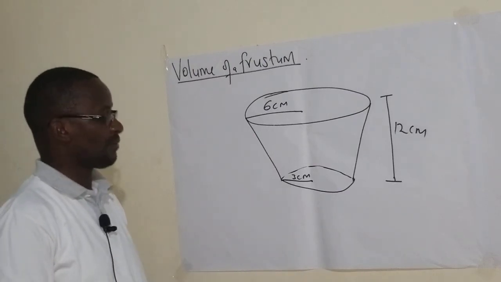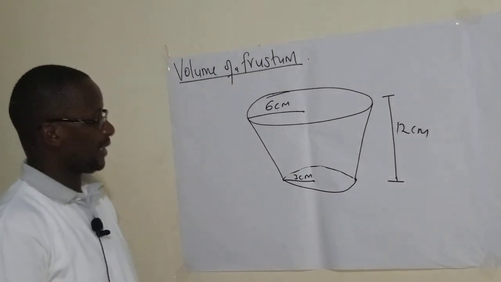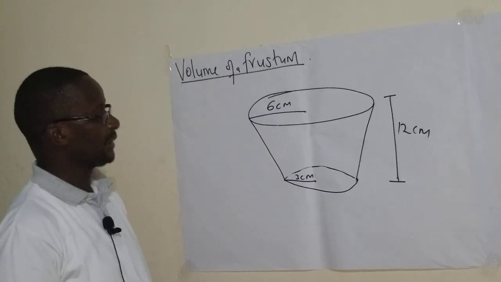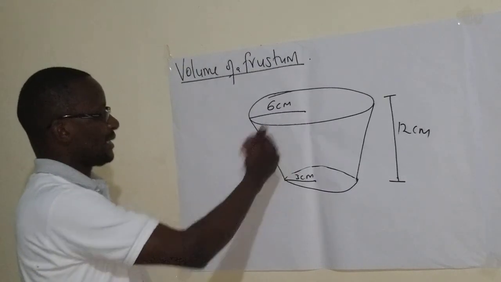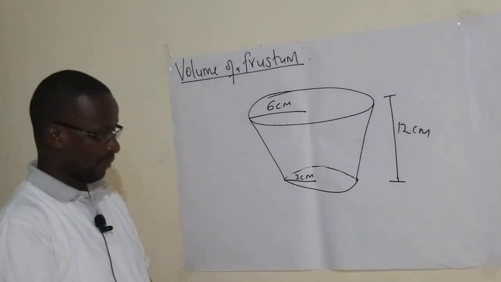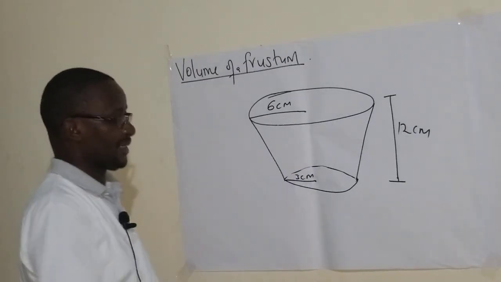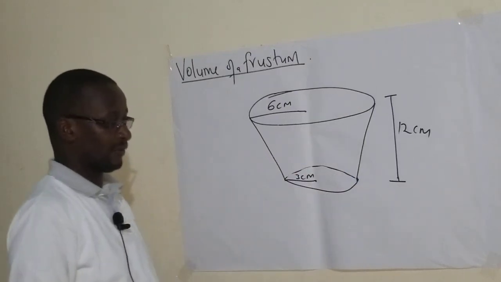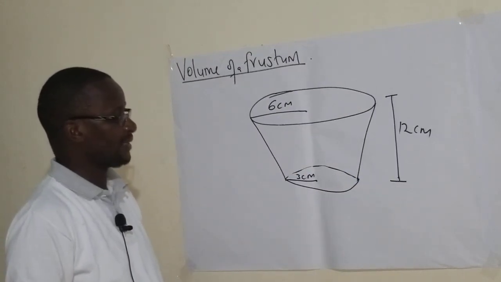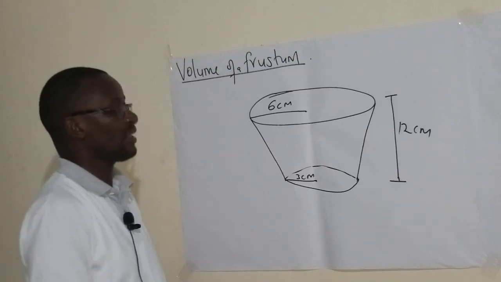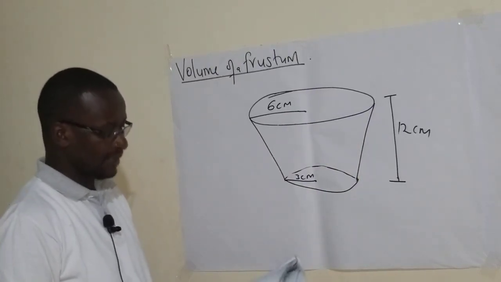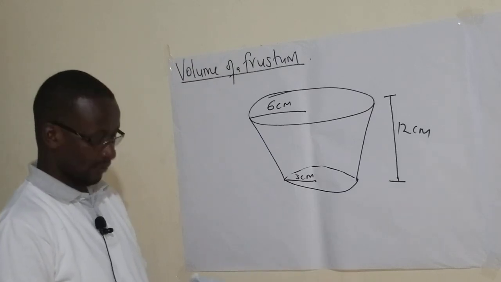I have a frustum of a cone sketched here. Looks like a bucket. The top radius is 6 centimeters and the bottom radius is 3 centimeters. The vertical height of the frustum is 12. So when you're given the vertical height, it is not like the slant height. So this is part of the vertical height of the cone. Let's see how you get that volume.